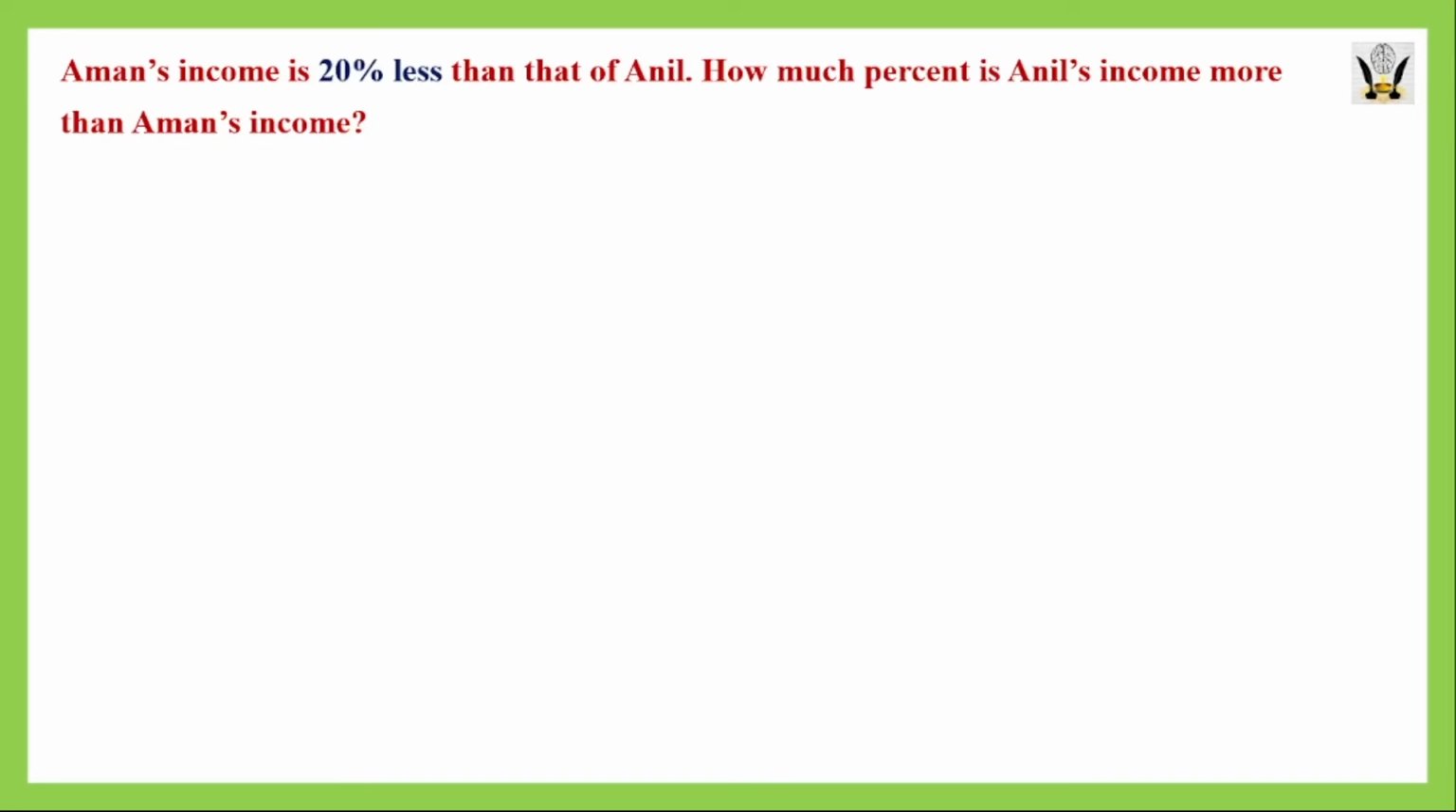Now the next problem sum says Aman's income is 20% less than that of Anil. How much percent is Anil's income more than Aman's income? So we can simplify this way: we don't know how much Anil's income is, and no exact amount is given here, only the percentage value. So in this type of problem sum, where the exact amount is not mentioned anywhere, we can assume Anil's income is say 100 rupees.